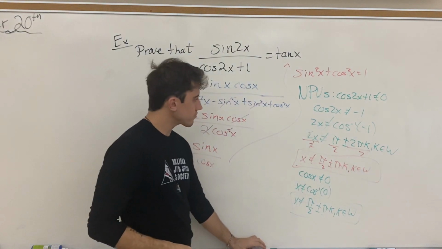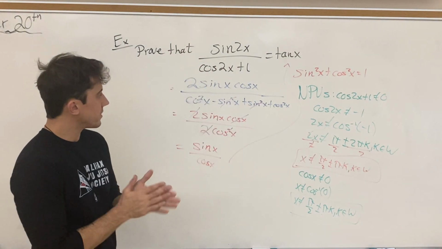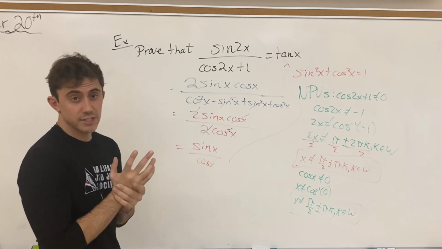And so here are all of our non-permissible values for this identity, this equation, alongside the proof that the two sides are in fact equal to one another.